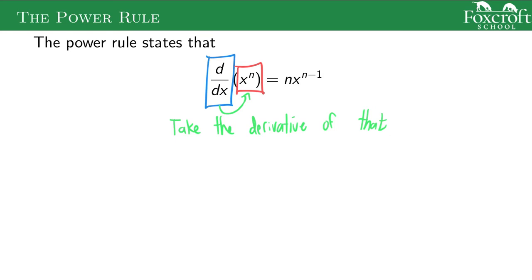So if I take the derivative of x to the n, all right, I'm starting with x to the n, what's going to happen is this n exponent is going to jump down in front of my x, and then I subtract 1 from the exponent. So n times x to the n minus 1. All right, so the power rule is going to be our most straightforward rule for taking derivatives. Whenever we just have a power of x, we just bring that n down and subtract 1.